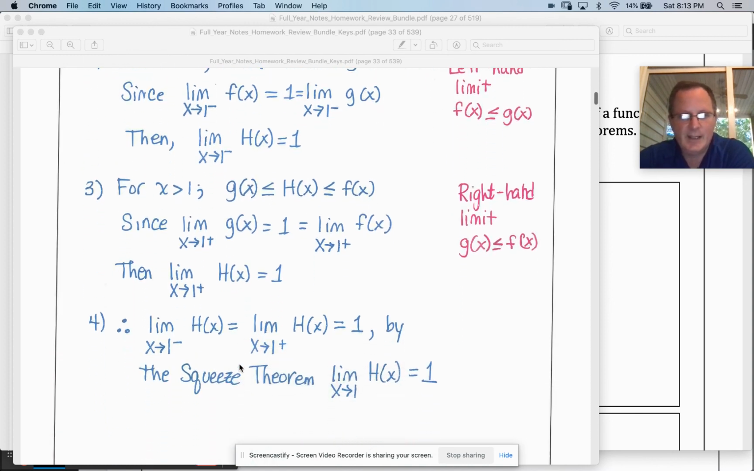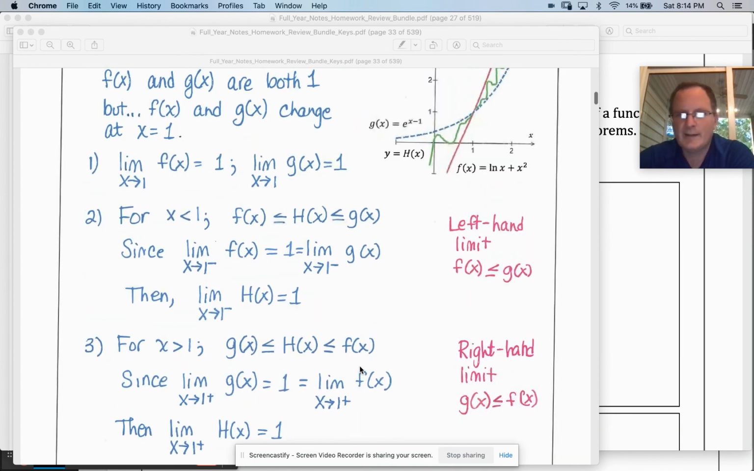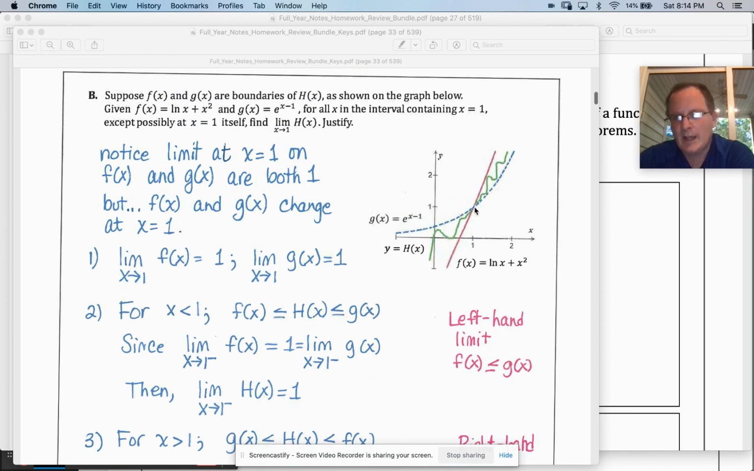Okay, so since these two limits, as you approach from the left and the right of h of x, are both 1, then by the squeeze theorem, it's 1. Wow. All right. Don't write that down. I just want y'all to see that the squeeze theorem could be used in multiple representations. That one's pretty out of hand.